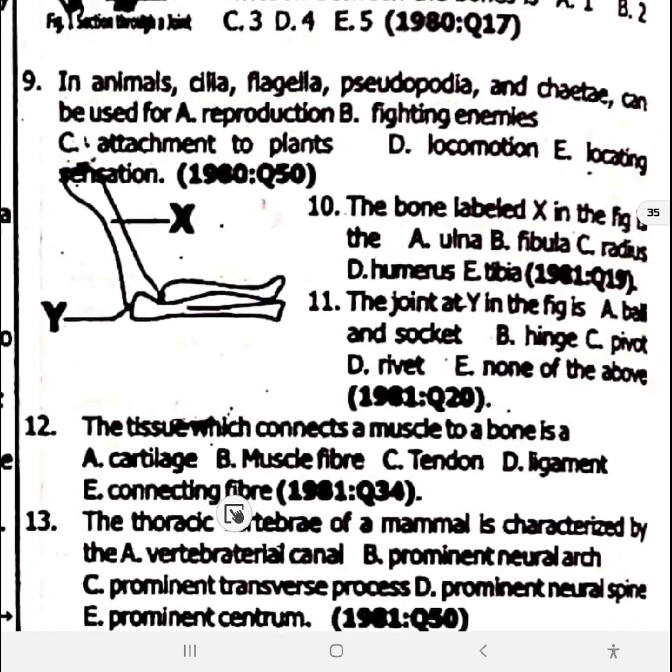Number 10. The bone labeled X in the figure is the bone of the upper arm, the humerus. Option D. 10 is option D. Please note the bigger bone is called the ulna, U-L-N-A, while the smaller one is called the radius.